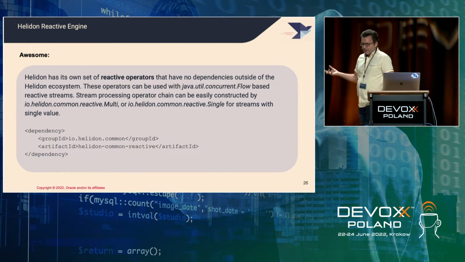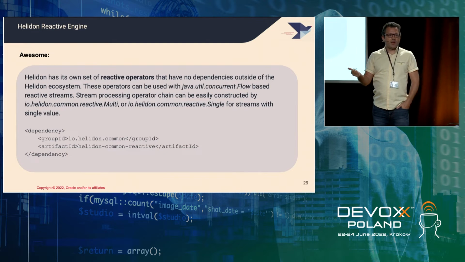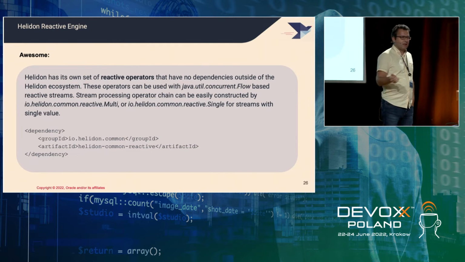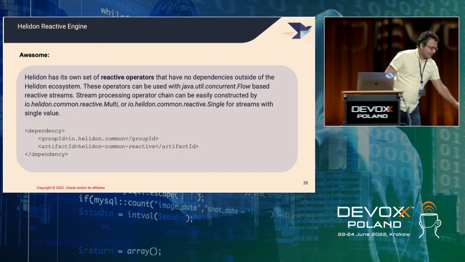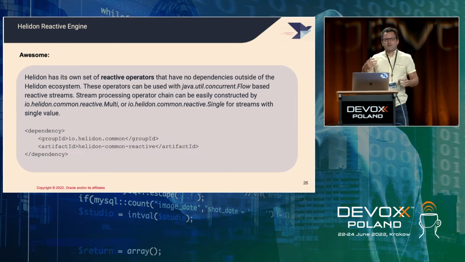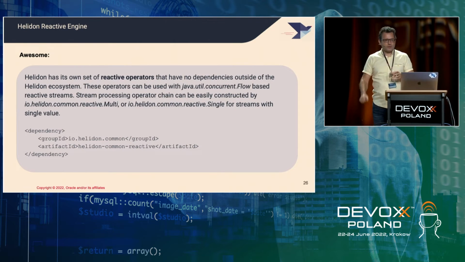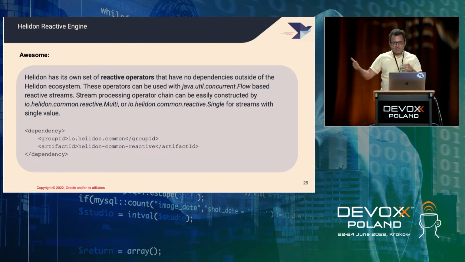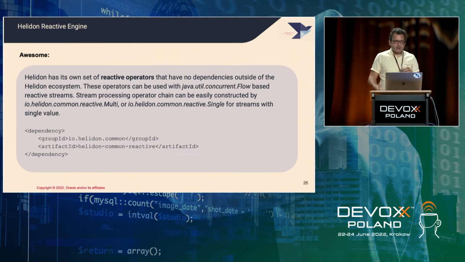So our reactive stream operators depend on the concurrent flow. So we are not implementing anything else. If you want to use some other reactive streams, there are usually libraries that will allow you to switch from the Java util concurrent flow to others. So that's the base thing. We implement Flow.Publisher. We depend only on our common module. There is no external dependency.